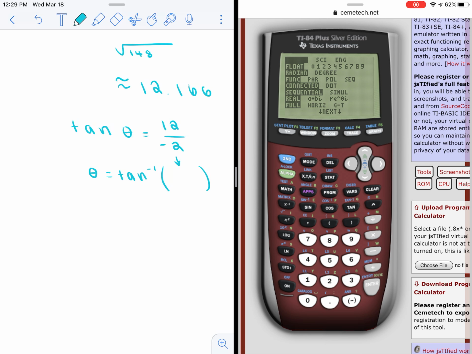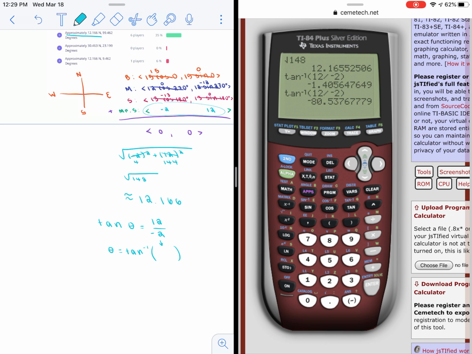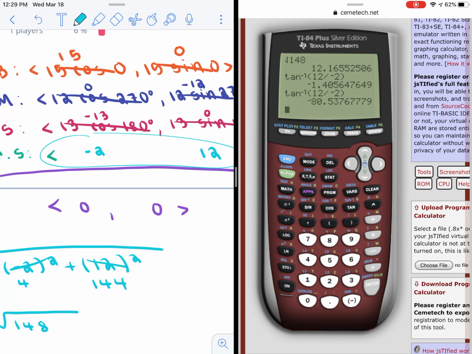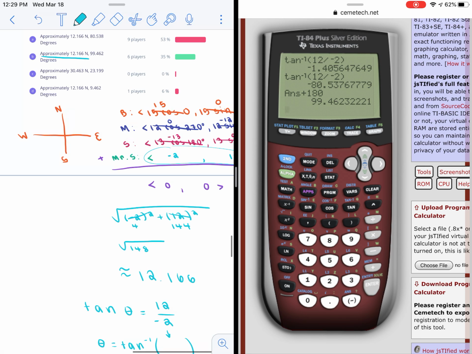Before I do this, let me make sure I'm in the right mode. So I want to be in degree mode and then do that again. So I'm getting this answer right here, which obviously is not what I want, because when you think about the component form of this, think about the quadrant. You're going in the x direction 2, but to the left, and in the y direction up 12. So really think about a quadrant 2 angle. I would have to take this answer and add 180, and that's getting me that 99.